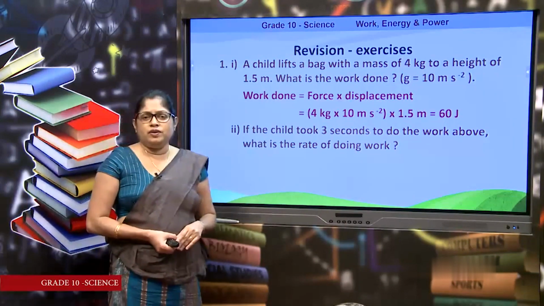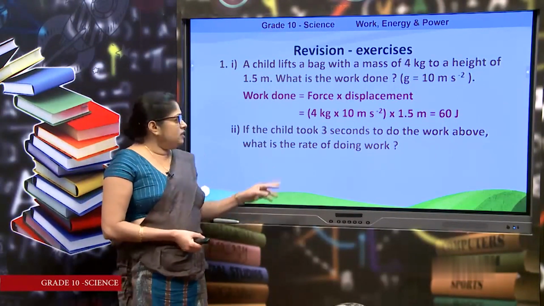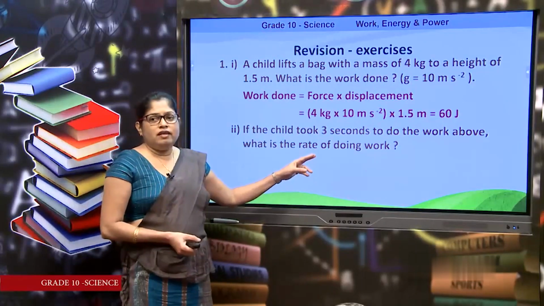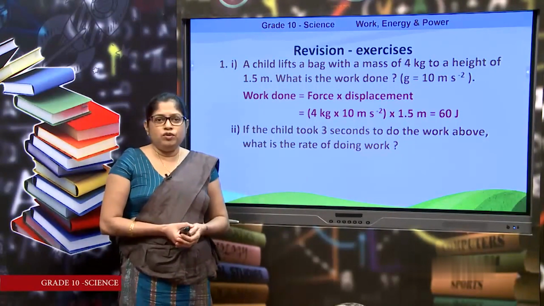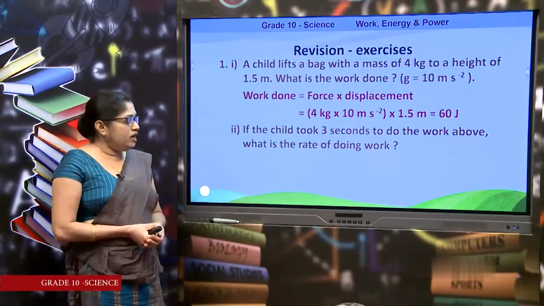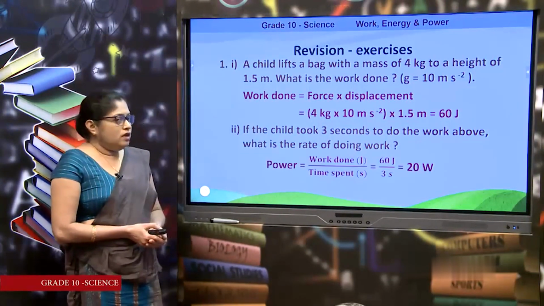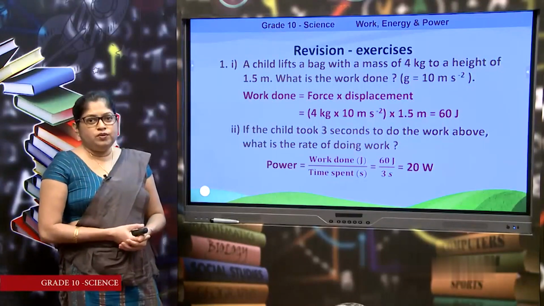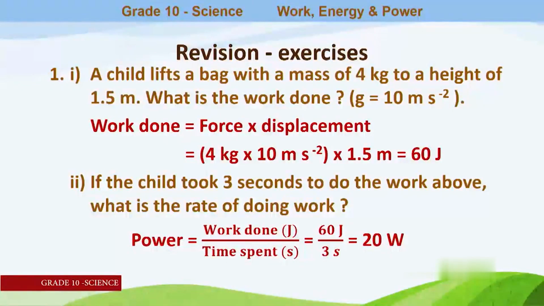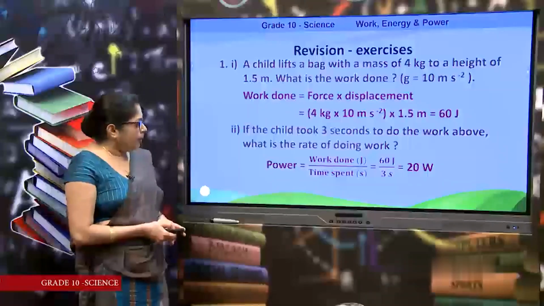Again you are asked to calculate the power. Here the sum does not say it as power. So you should know that rate of doing work is power. As usual, you have to write the equation first. Power equals work done divided by time spent. So work done is 60 joule divided by 3 seconds. You will get 20 watts for power.